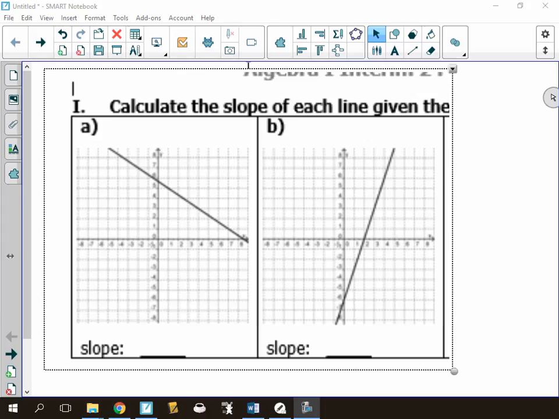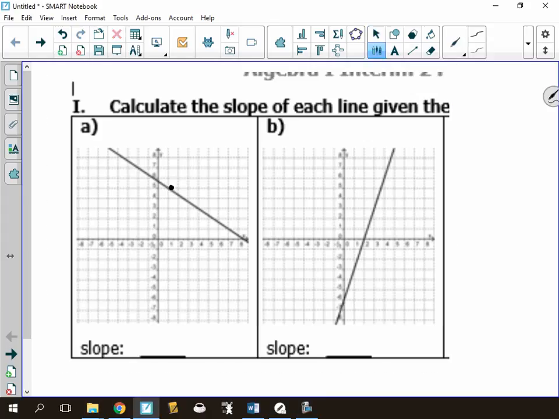So here, the first problem, the instructions, which are cut off in this slide, are calculate the slope of each line given the graph or 2 points on the line. So what we're going to do is we need to pick 2 points on the graph. And then we are just going to calculate the slope. So the rise is -2. The run is 3. So the slope is -2 over 3.